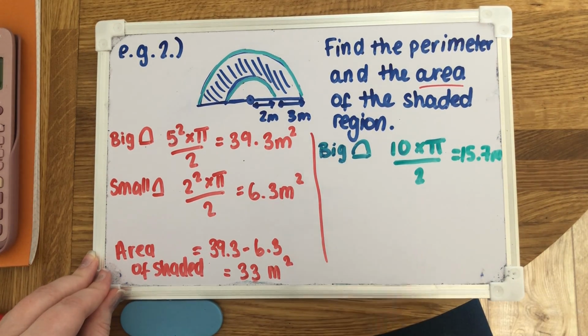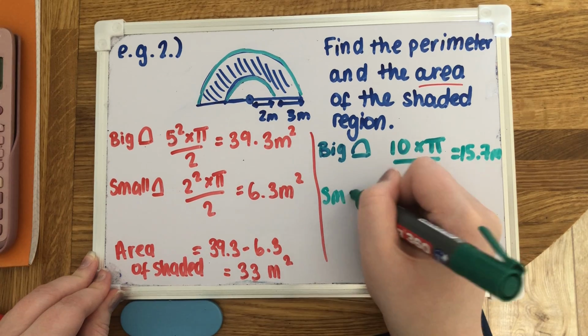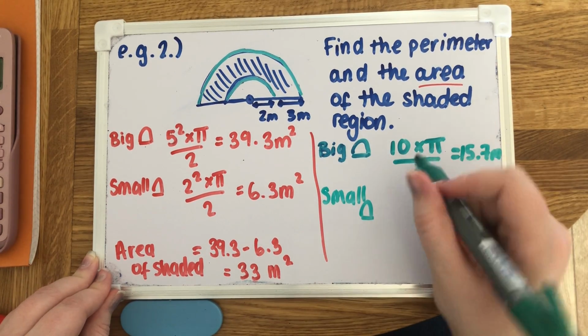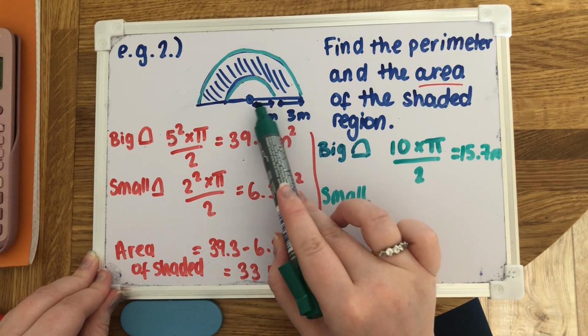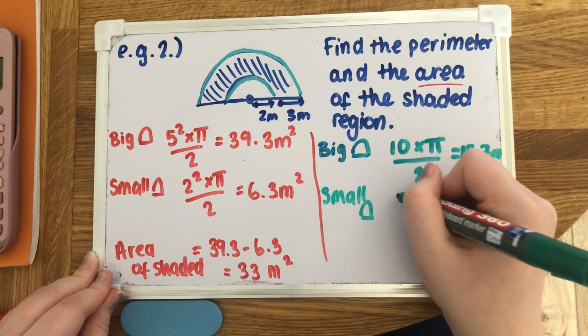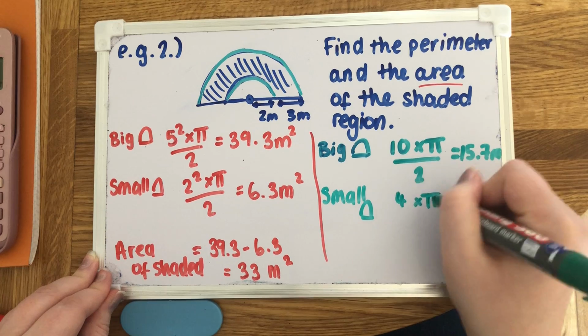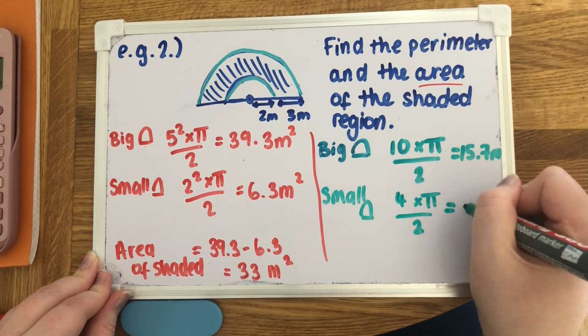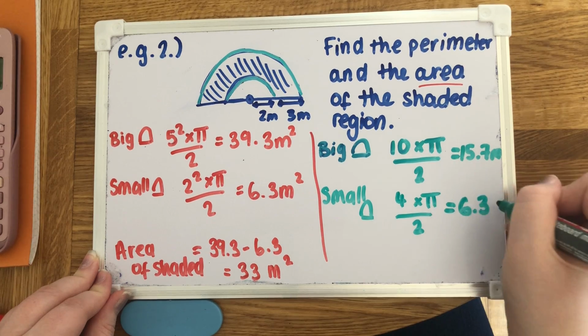Okay. Then again, exactly the same method for the small one. So we've got a radius of 2, so the diameter will be double that, so it'll be 4. Okay, type it into a calculator and that will be 6.3 meters.